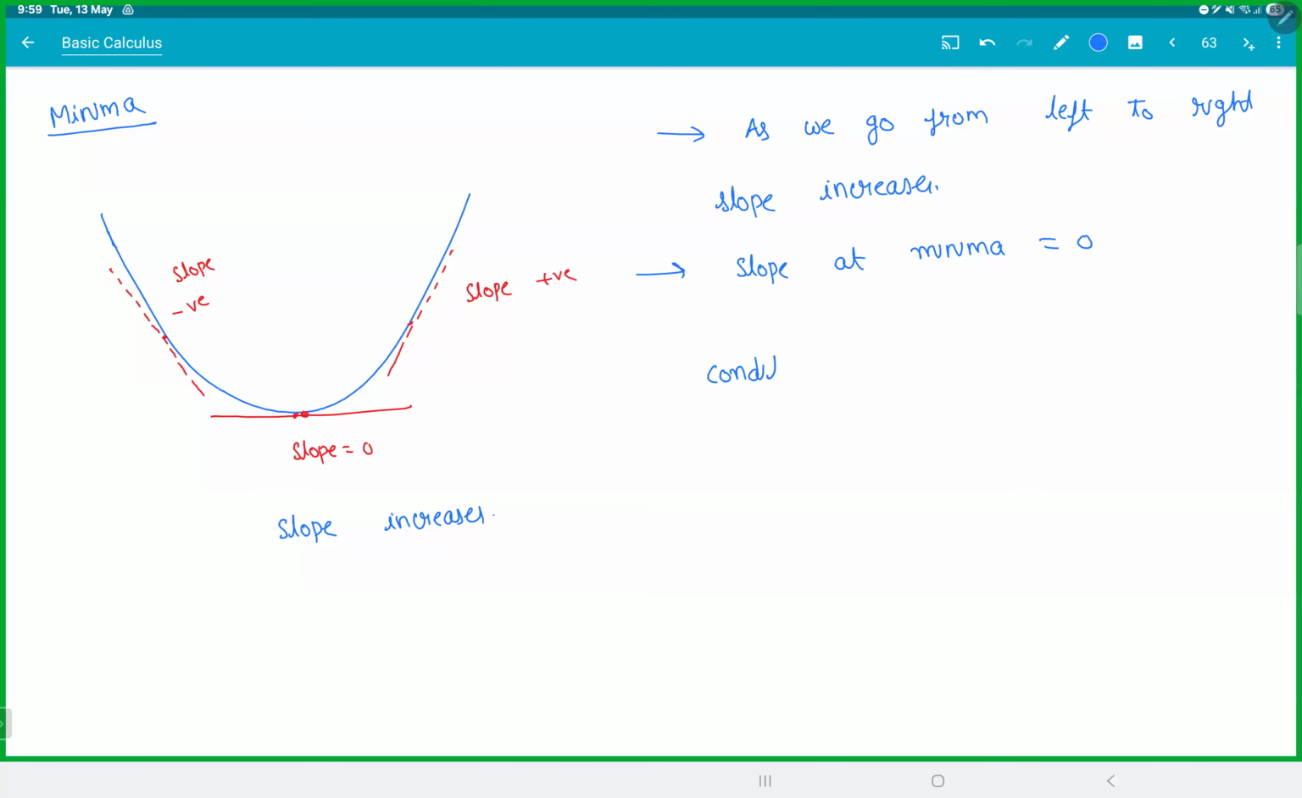So for minima, condition 1: slope is 0, which is dy by dx. For condition 2, the slope is increasing. So dy dx of slope is positive. So the second differential must be greater than 0. Let me show you how to use this. So slope is 0 and second differential is negative, it is maxima. Second differential is positive, it is minima. This is the mathematical part of it, but let's see how we use this.